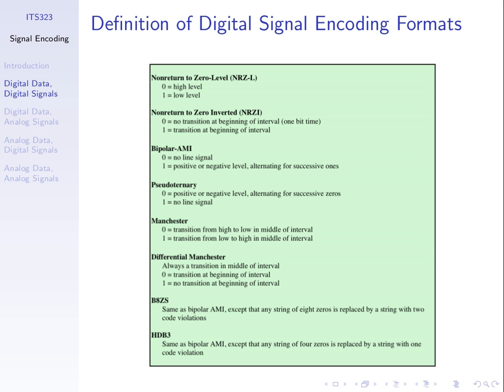So that's bipolar AMI, alternate mark inversion, where the mark represents, say, bit 1 here. We invert the level for bit 1s for alternate bits. So high, low, and so on. We're inverting the levels.